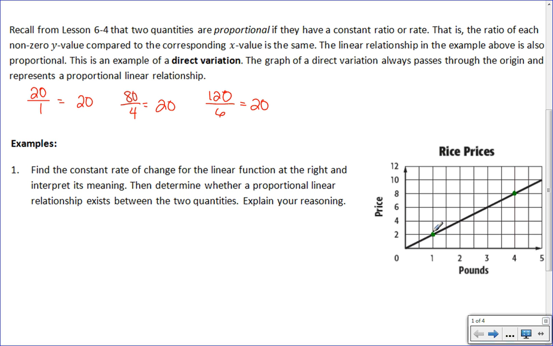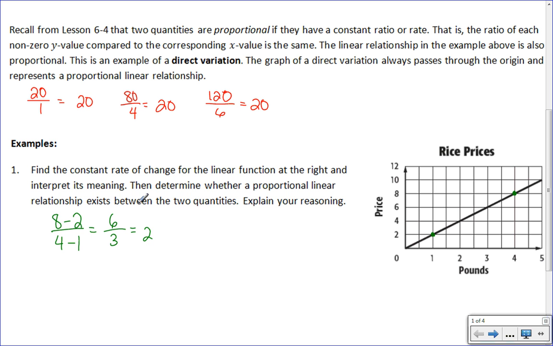Okay, so the rate of change between these two, and remember, you can use whatever points you want. The rate of change between these two, let's see, the price increases from $2 to $8. So that's 8 minus 2. And the pounds increase from 1 to 4. So that would be 4 minus 1. 8 minus 2 is 6. 4 minus 1 is 3. And 6 divided by 3 is 2. So we found the constant rate of change for this function is 2.